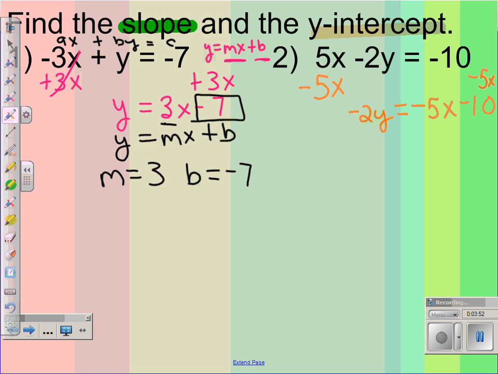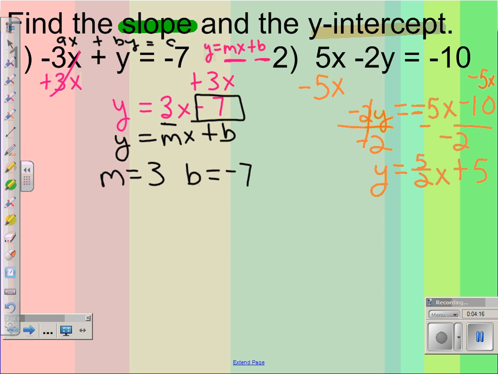Well, we're not trying to solve for negative 2y, we're trying to solve for y. So I'm going to divide both sides of the equation by negative 2. Y is equal then to 5 halves x, because a negative over a negative is just going to make a positive. But then I have negative 10 divided by negative 2, which gives me a positive 5.